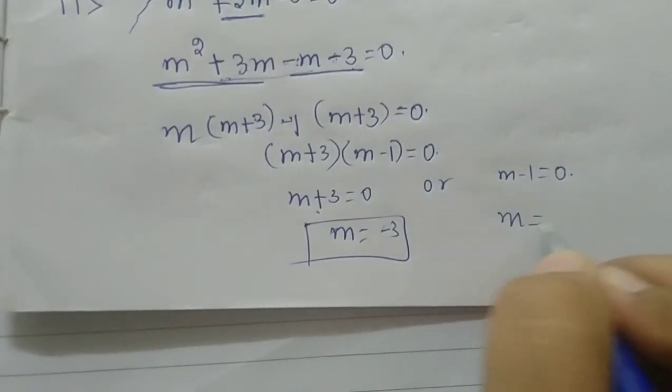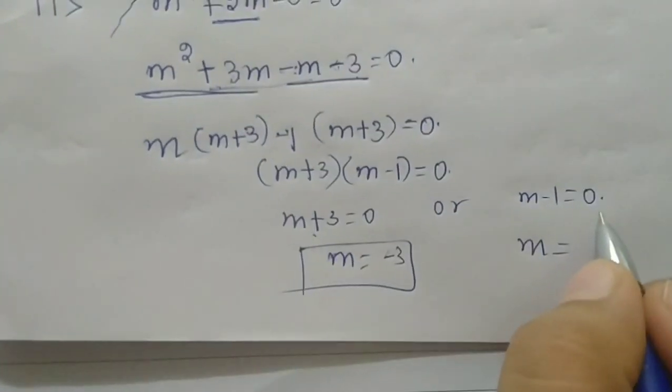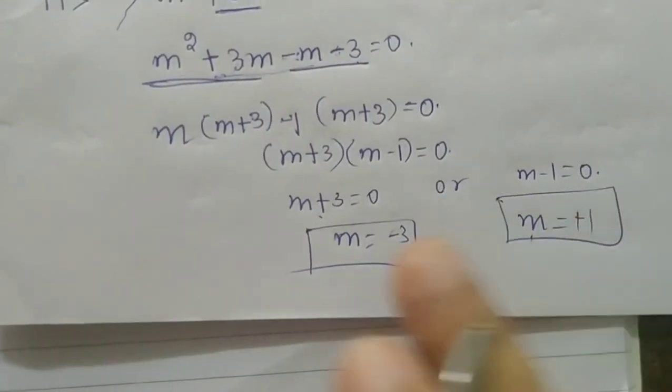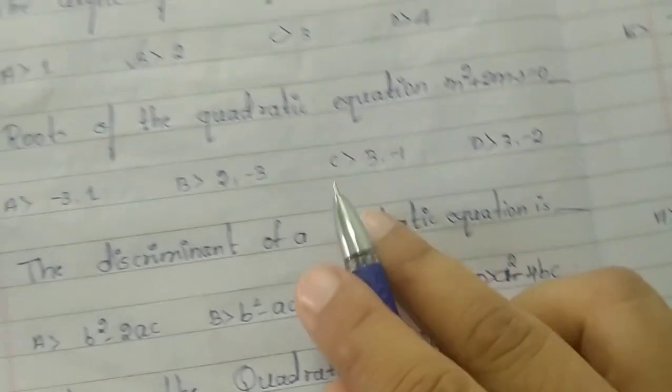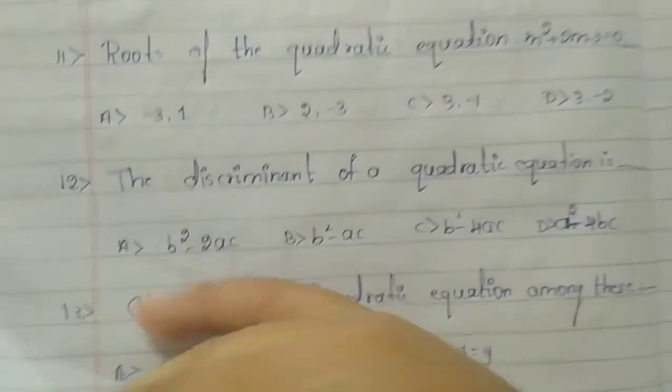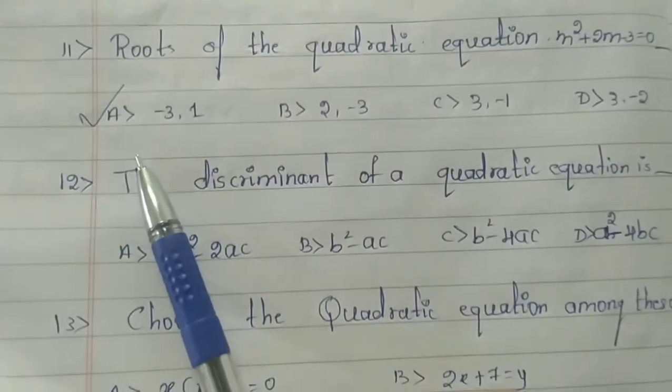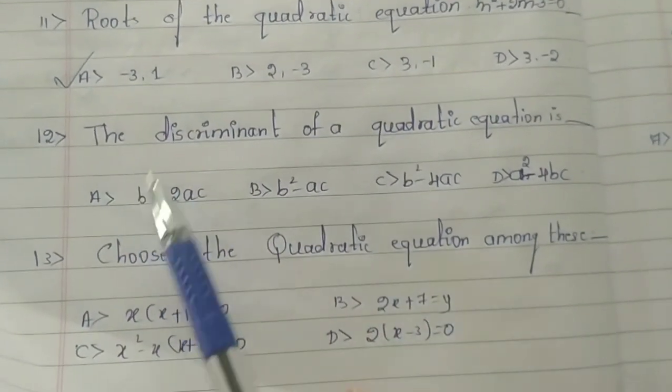Here also m minus 1 is equal to 0. So it will come here as plus 1. So the correct answer is minus 3 and plus 1. Minus 3 and plus 1. Okay, so option A is the correct answer. You can see minus 3 and plus 1 is the correct answer, that is option A. So we will move on to the next question.